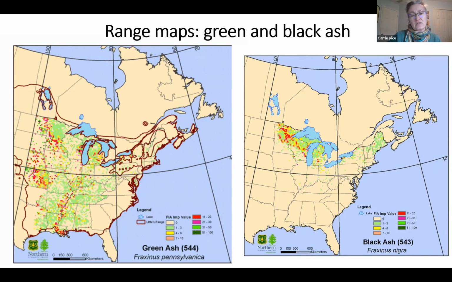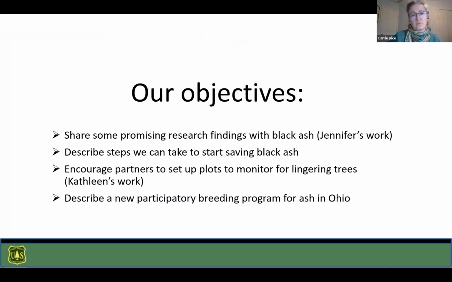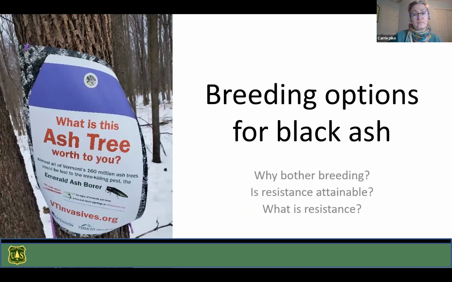And that is a big ask for us, for scientists to do. So my objectives are to share some promising research findings, some of Jennifer's work, describe some of the steps we can take to start saving black ash, encourage partners to set up plots to monitor for lingering trees, and I will describe a new participatory breeding program in Ohio.